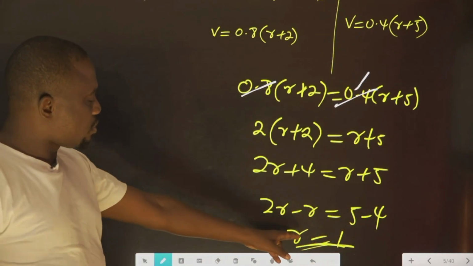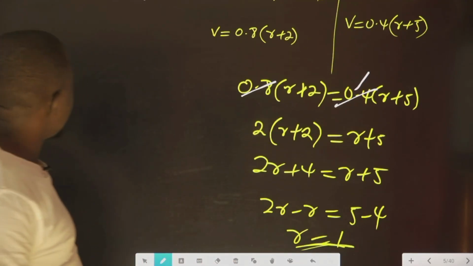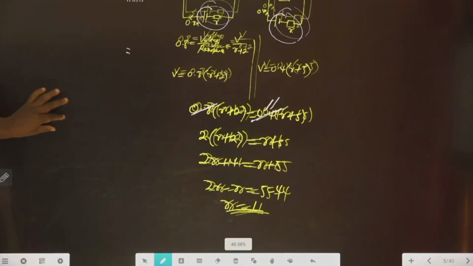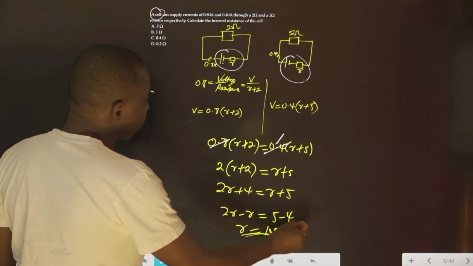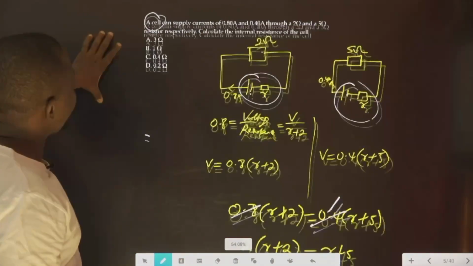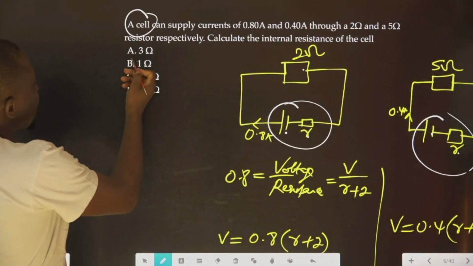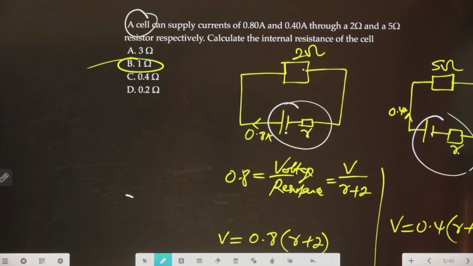See, this is 1R, this is 1. So the answer is what? 1 ohm. So it's 1 ohm. You check very well, the answer is B, 1 ohm. Okay? Let's look at this question.